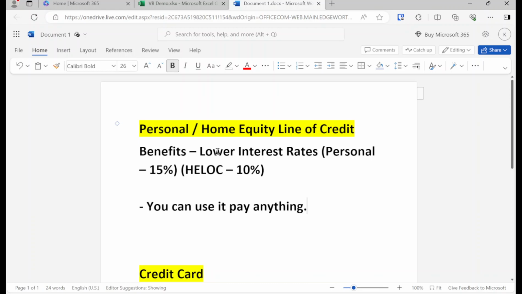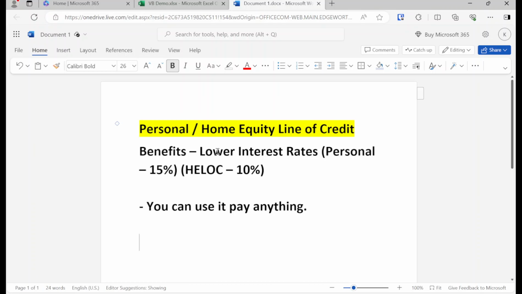But the good thing about that service is that even though they charge you almost a 3% fee, you could still probably get it back if you have a good rewards point system with the credit card, right? So these are the two big benefits of using a personal home equity line of credit.